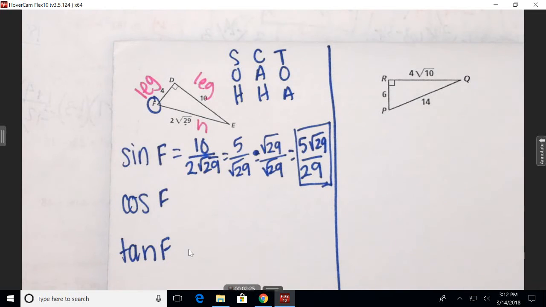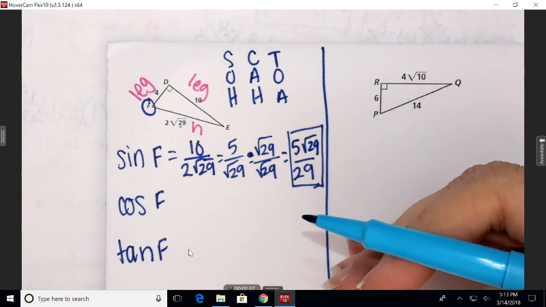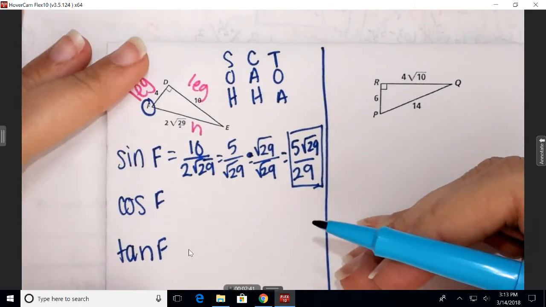Now I'm going to do the cosine of F. And remember, at any point in this video, you stop it, you back it up, watch it, whatever you need to do. And I'm not going to do all of these in here, but I'm going to do some so that we're practicing our trig ratios in F, because you're going to have a quiz soon. I'm probably going to move it back to Friday.